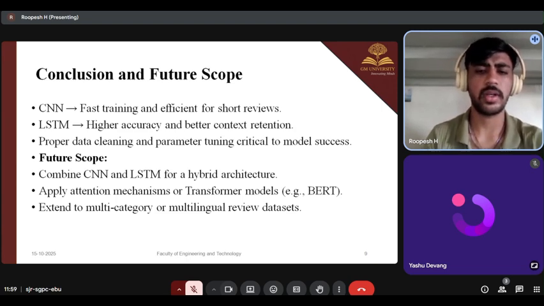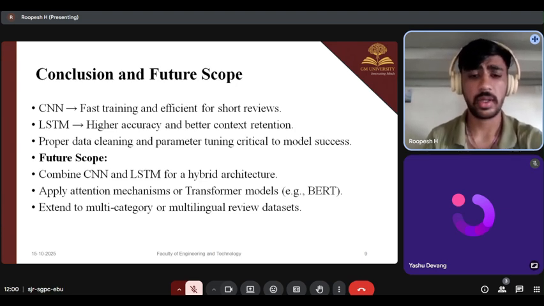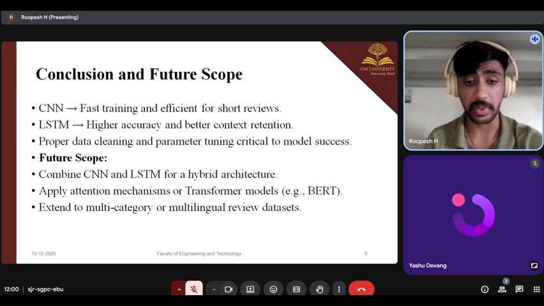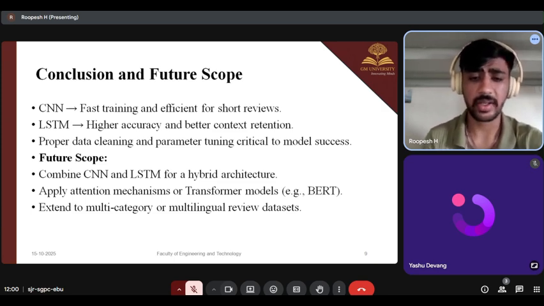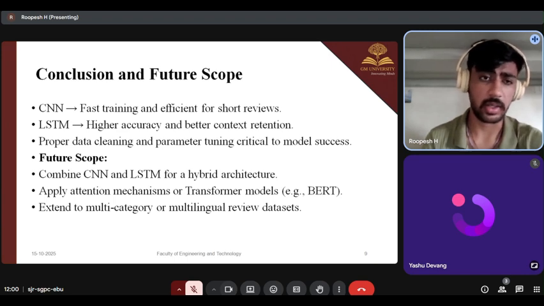The future scope over here: I would like to try hybrid models combining both CNN and LSTM layers together, or even transformer-based models like BERT, which are currently state of the art in natural language processing.